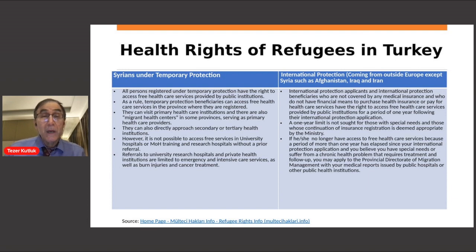They can visit primary and secondary healthcare institutions and the migrant health centers also. They can also directly approach secondary and or tertiary health institutes. However, it is not possible to access free service in the university hospitals or Ministry of Health Training and Research hospitals without a prior referral. If they have a prior referral, they have the right to access this high-level care also in Turkey.